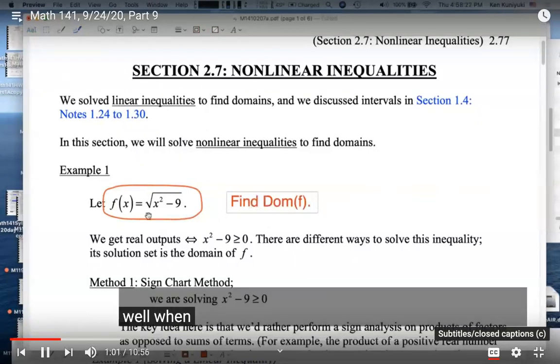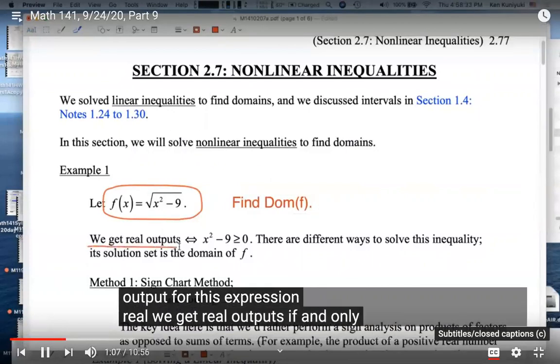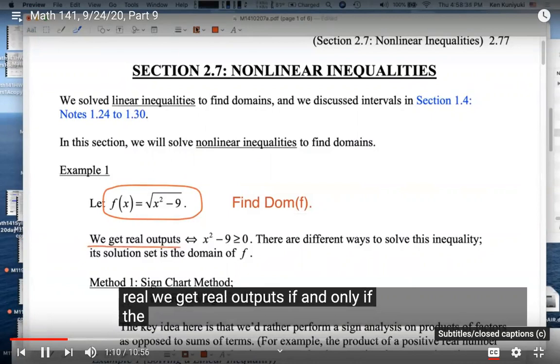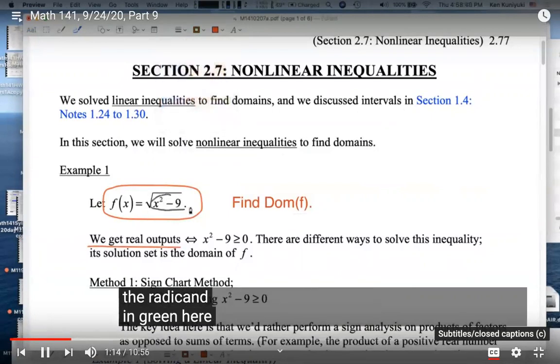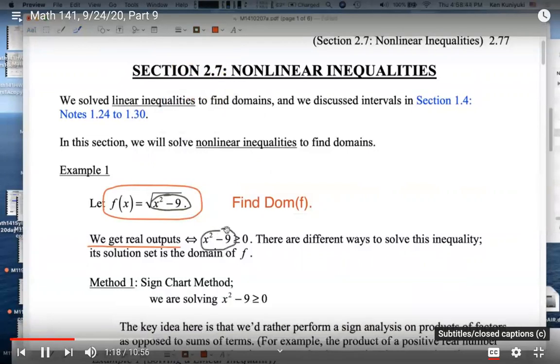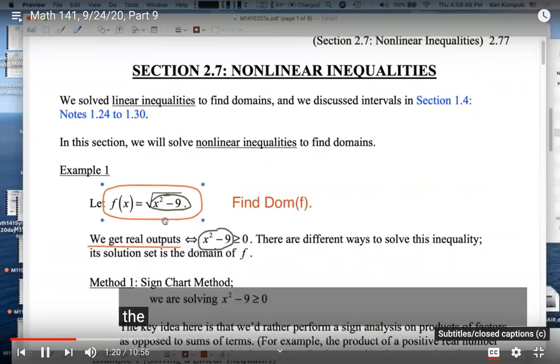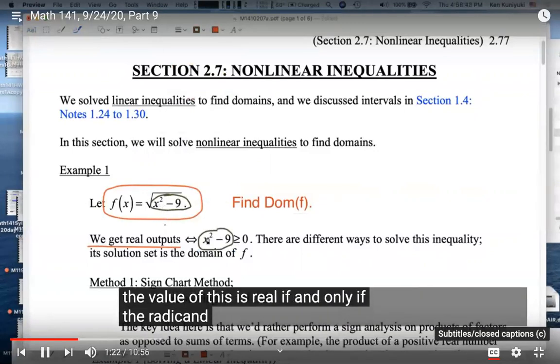Well, when is this real? When is the output for this expression real? We get real outputs if and only if the radicand, in green here, is non-negative. The value of this is real if and only if the radicand, x squared minus 9, is non-negative, that is greater than or equal to 0.